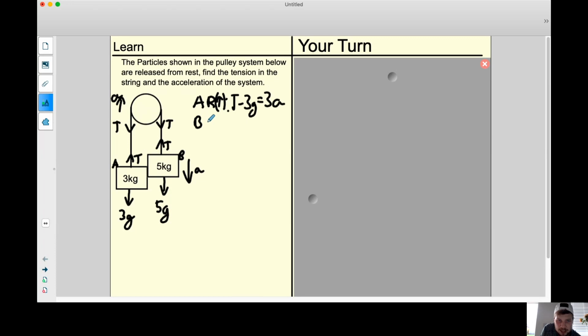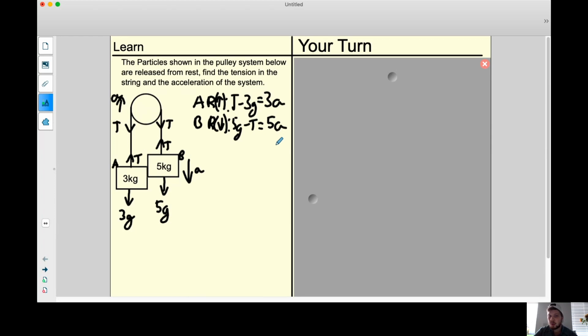And likewise for B, if I resolve my forces vertically, the system's going to be traveling down. So that means 5g is going to be positive. And I'm going to take away my tension, and that's going to be 5a. So I've got these 2 equations now using my F equals ma.